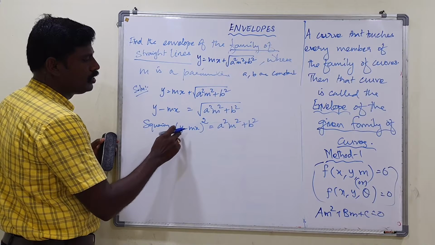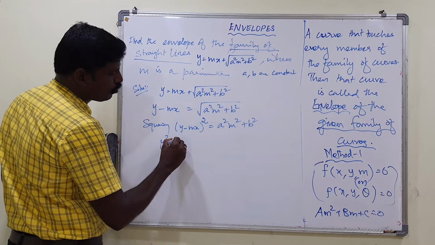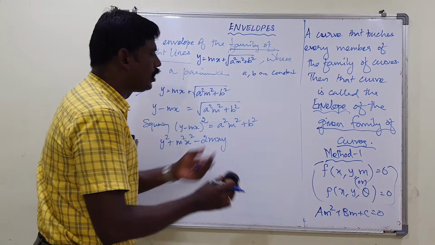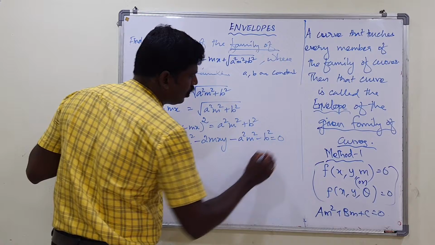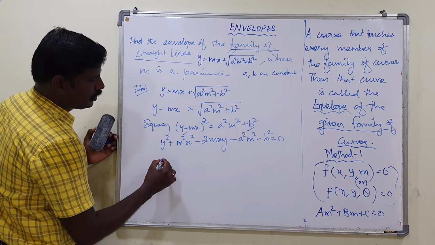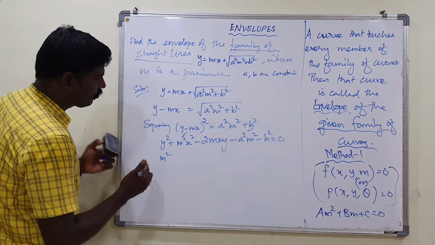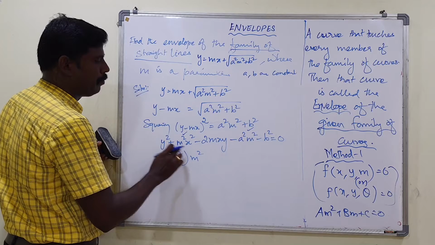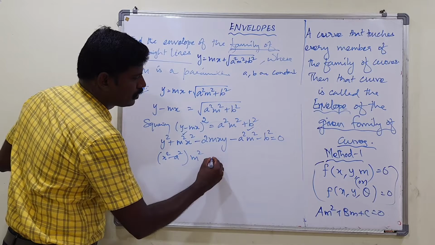So y square plus m square x square minus 2 into mxy, equal to a square m square plus b square. Otherwise we can take these two terms into the left hand side: minus a square m square minus b square is equal to 0, right? Now I group the terms in m square. By taking m square as common between these two terms, what will you get? x square minus a square into m square. These two terms have m square common, so I am taking it as common. So you have x square minus a square, minus 2xy into m, isn't it?